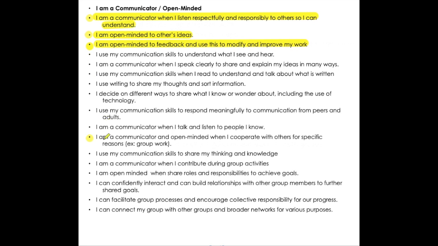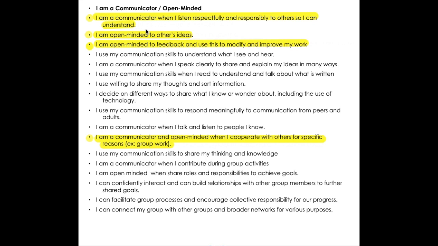I use communication skills to understand what I see and hear. So you would read them all, and as you come across ones that you feel like you could really write about, you're going to highlight those. Of course, you could probably highlight all of them, but the idea is to highlight the ones that would be the easiest for you to think about. So once you've highlighted some, the next step is to go and just write some activities next to them, because when you were writing this, you're going to write the sentence, I'm a communicator when I listen respectfully and responsibly to others so I can understand.